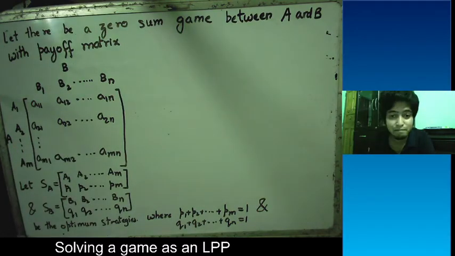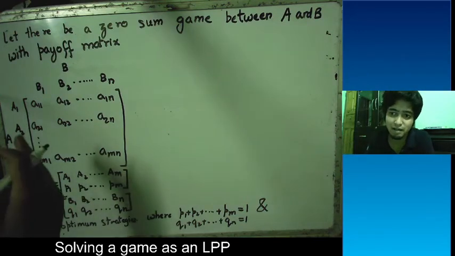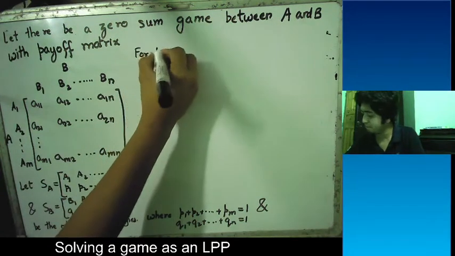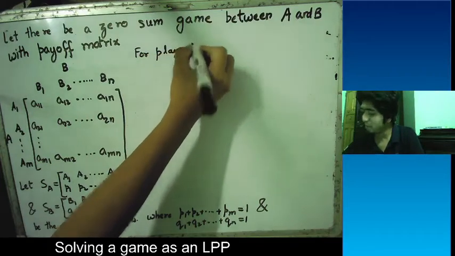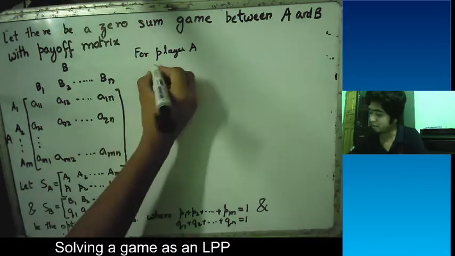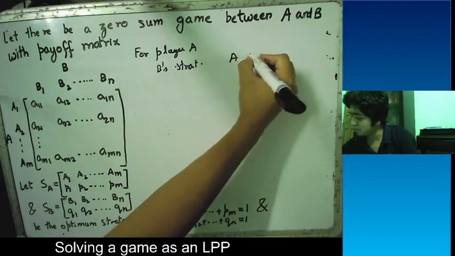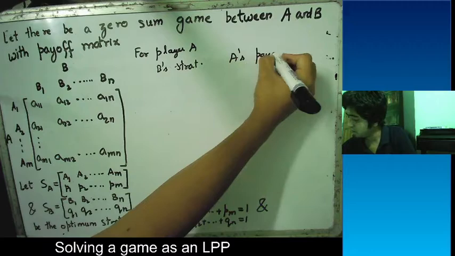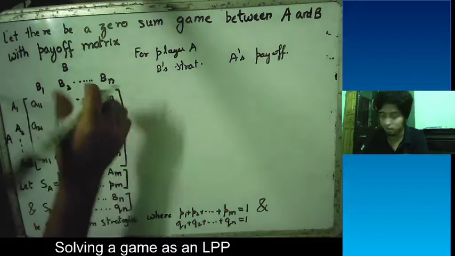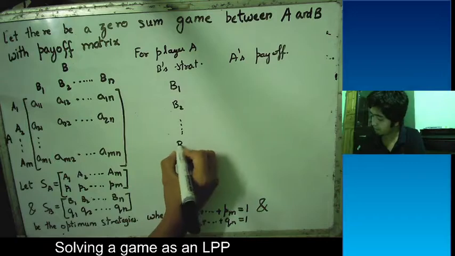So let us try to formulate an LPP for player A. Remember that player A wants to maximize his profit. So what will he do? He will first take a look at B's strategy and he will calculate his payoff. The possible strategies for B are B1 up to Bn. So that's why over here we have B1, B2 up to Bn.